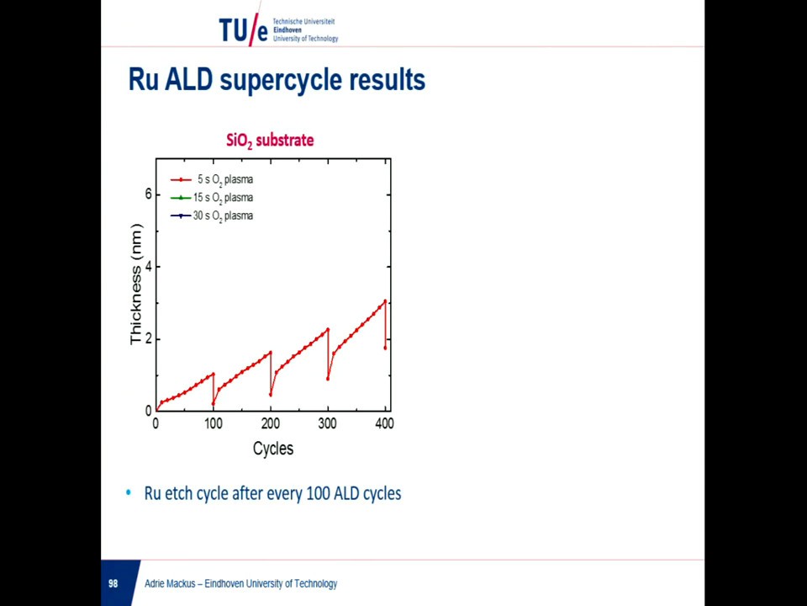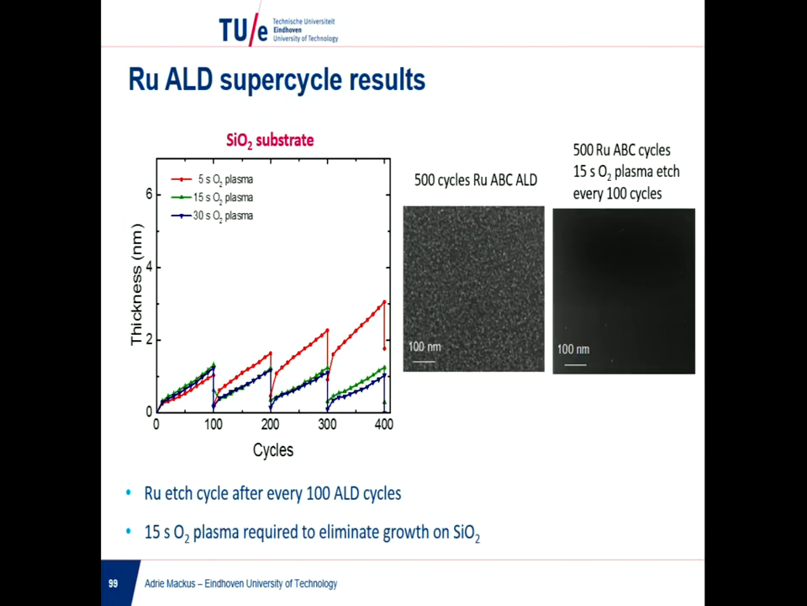What you see is that for 5 seconds, we remove some of the ruthenium on the silicon oxide, but we still effectively have growth. But if we extend it to 10 or 15 seconds, then we etch back completely to 0. In other words, we can completely remove the ruthenium from the non-growth area, and in that way improve the selectivity. And here you can see the results.